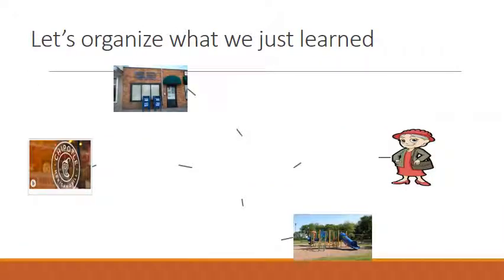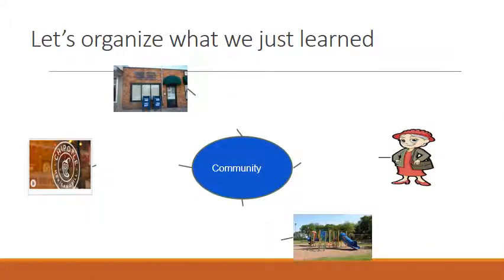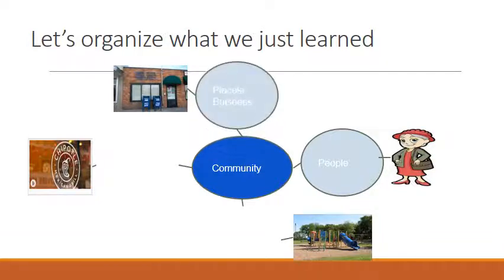Now that we have talked about different aspects of a community, let's organize the information we just learned into a graphic organizer. First, the community goes in the center because that is the main idea we are discussing. Next, we need our supporting details. We talked about how a community is made up of different people, so that can go in your first bubble. We also talked about how communities are made up of different places and businesses, so that can go in another bubble.